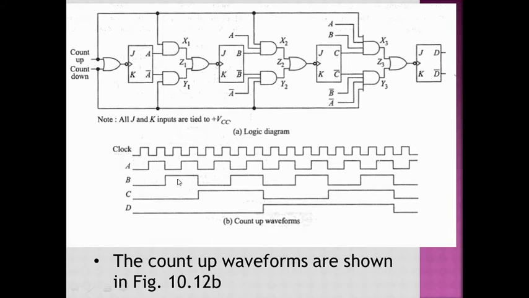What is happening? You can see here in the waveform. Prior to this 8th clock pulse, either A is low or B is low or C is low, or one of them is going to be low and it is going to be disabled. But after the 7th clock pulse, A is high, B is high and C is high. That means after the 7th clock pulse, the X3 gate is going to be enabled and the negative edge is going to be available.